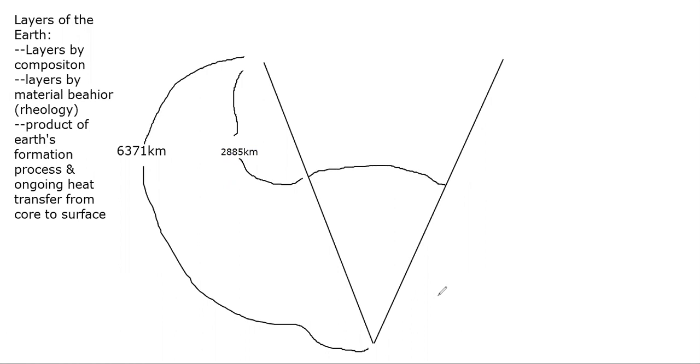So Earth's innermost layer is known as the core. This is also the densest layer. And so when looking at Earth, we're going to be looking at layers both by what they're made of, layers by material composition or chemical layering of the Earth, and on the other side of this diagram, layers by rheology.